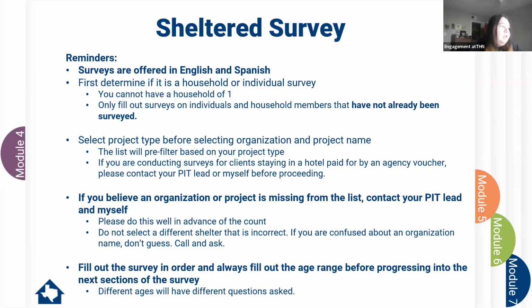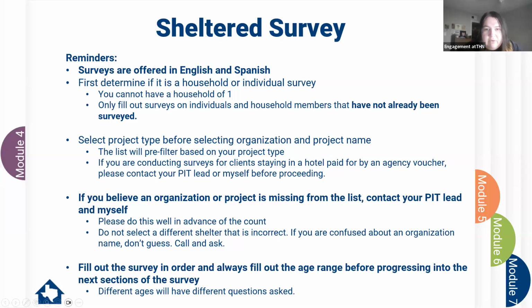All right. So if you fill out the survey in order, and fill out the age range before progressing into the next sections of the survey, it should automatically filter the questions based on the age. I will say that children under the age of 18 are asked fewer questions than adults over the age of 18, which is why it's important to make sure to fill out the age range before progressing on to the next parts of the survey.